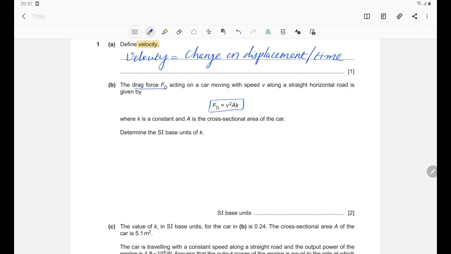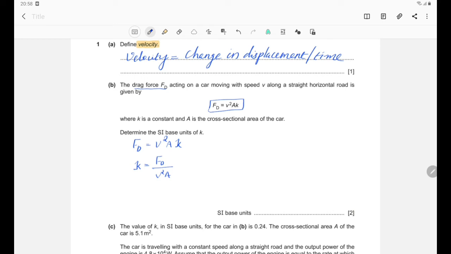In order to find the base unit, the first step is you have to rearrange the given equation in terms of k, because you need to find out the base unit of k. The equation given is the drag force Fd is velocity squared times area of cross section times constant k. Now we can rearrange the equation and make k the subject. So k will be equal to Fd, that is the drag force, over v squared times A. When you take v squared A to the left, it will go to the denominator.